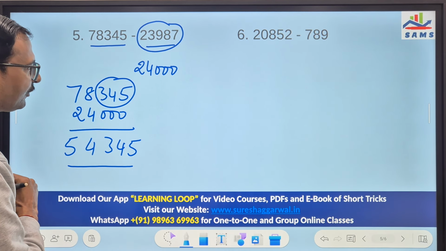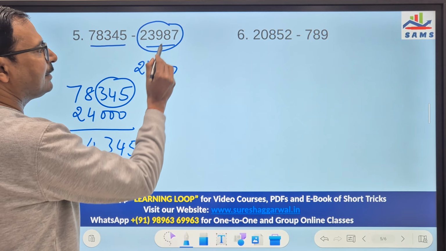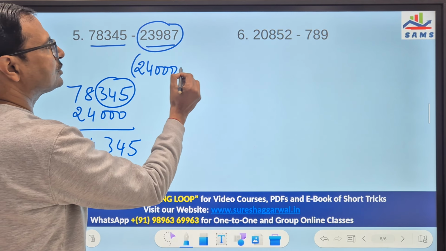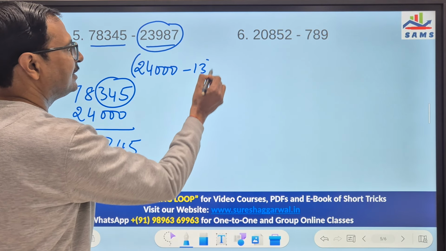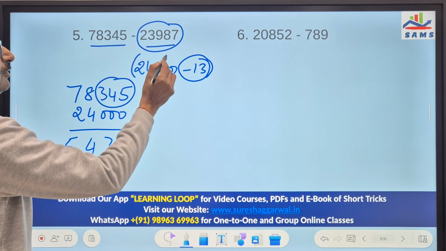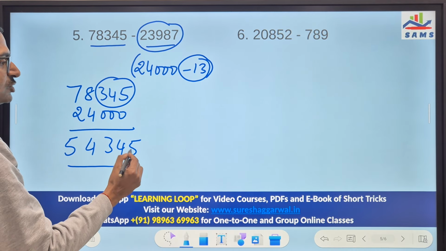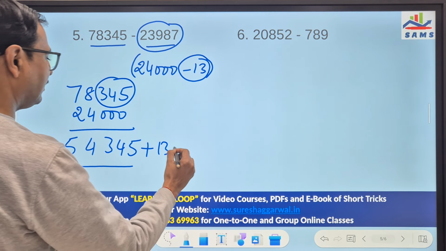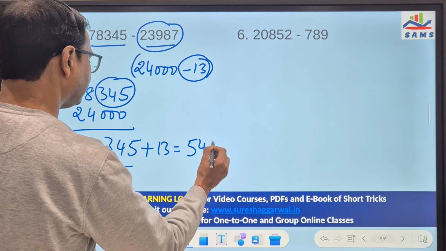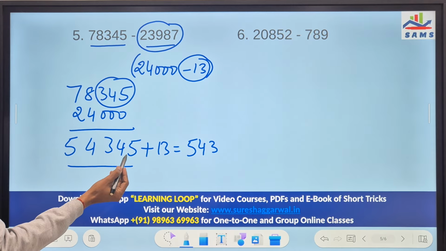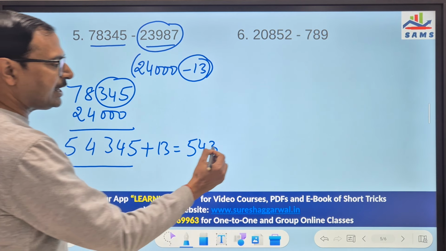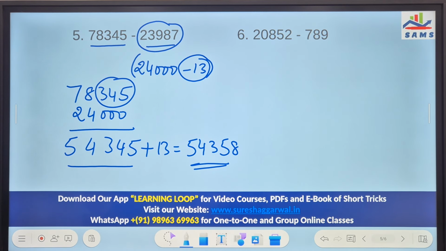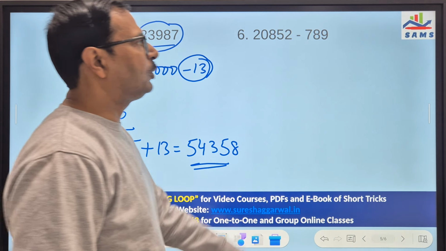So 54345, but I have to add back the deficit, and 23987 is 24,000 minus 13. So this 13 which I subtracted extra is to be added back to this number to give me the final answer, and that answer will be 543, which is not going to change. 45 plus 13 is 58. So the answer for the question is 54358. Let's have one more, then we will conclude.